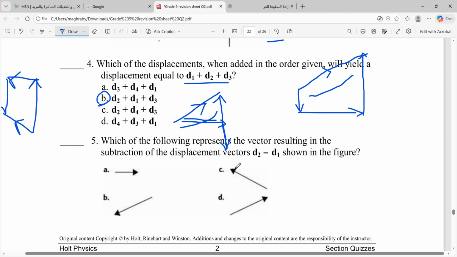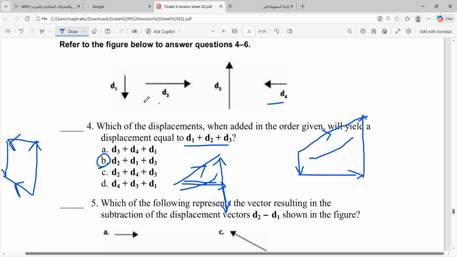D2 minus D1. Where is D2? This is D2. Where is D1? This is D1. So minus, we get the opposite of the second one. This is the opposite of the second one. So the answer will be D2 plus minus D1, like this.